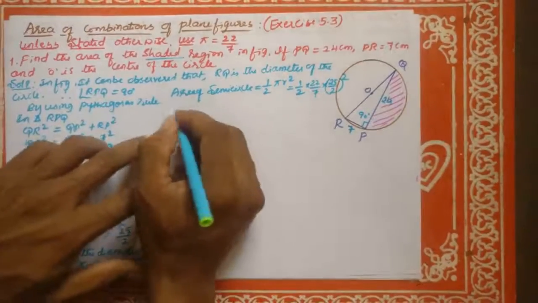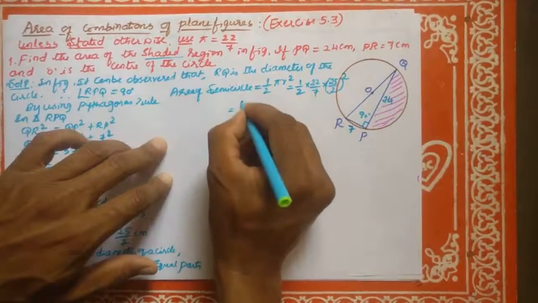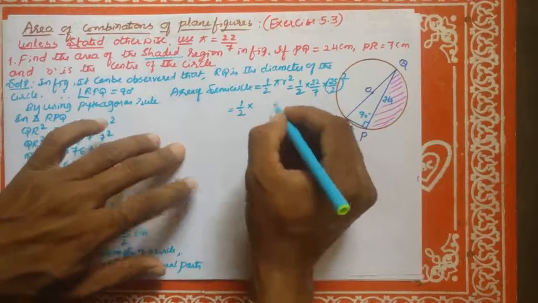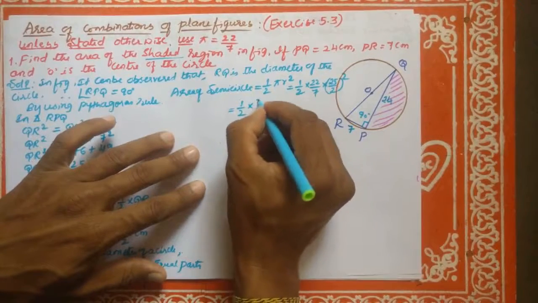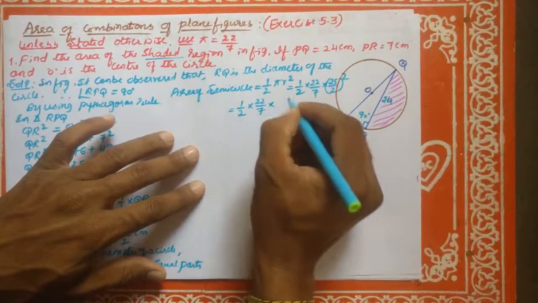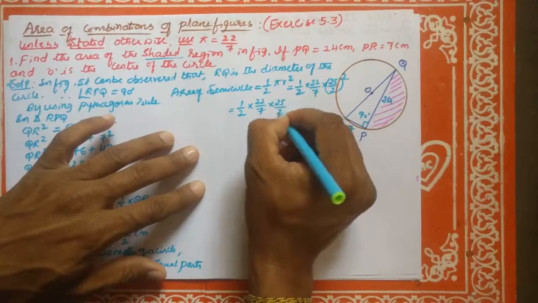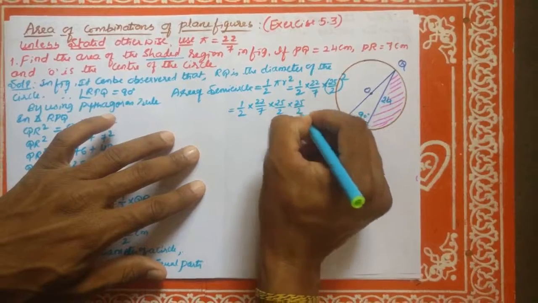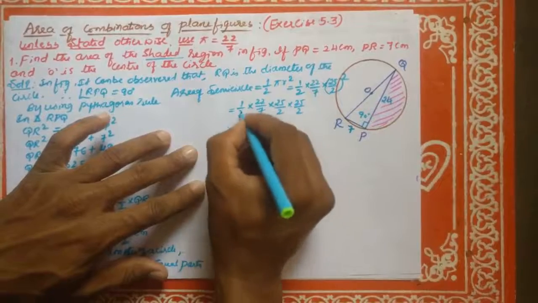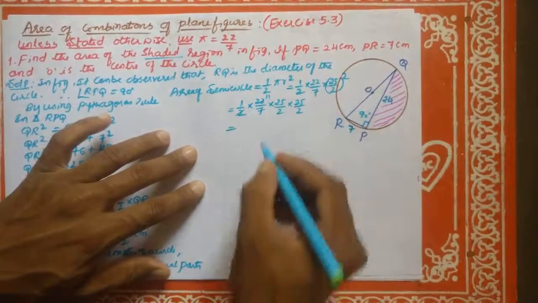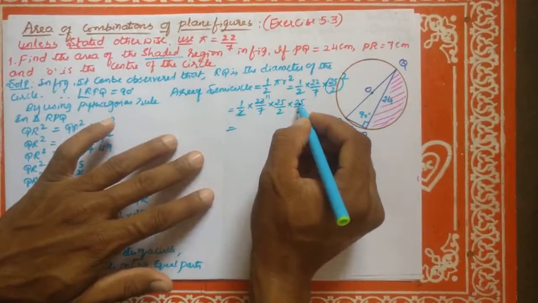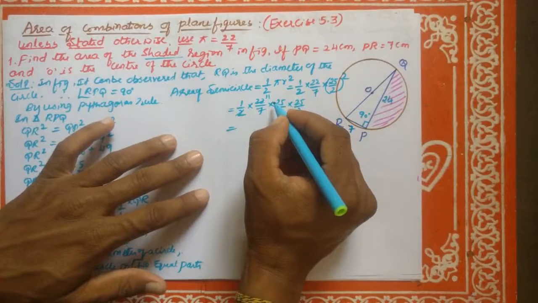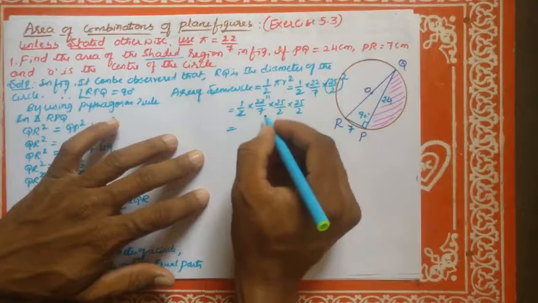Let us see now. Which is equal to half into 22 divided by 7 into 25 by 2 into 25 divided by 2. 2 ones are 2, 2 elevens are 22. Therefore, 25 into 25 is 625. 625 into 11 is equal to 6875.